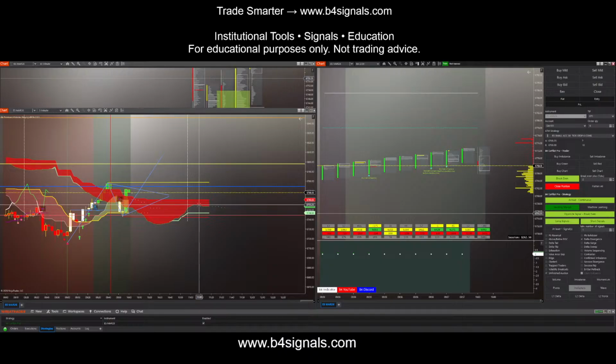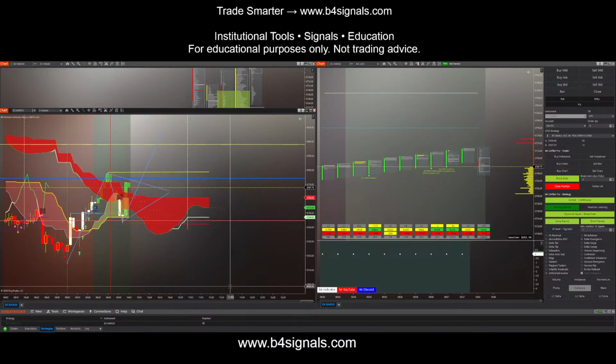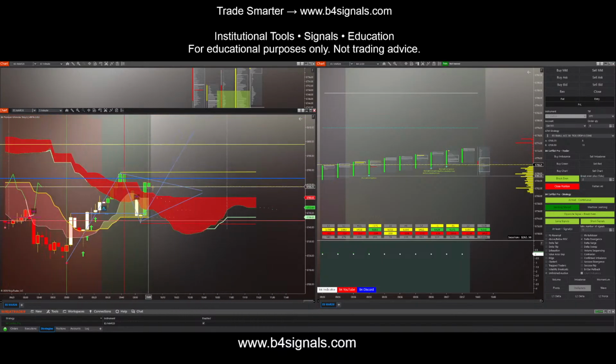So whenever your Kumo and your TK cloud are intertwined like that, you've got to be careful a little bit looking at it. Especially when you have your Chikou dots. Your Chikou dots are telling a little story too. They're telling you right now it's not likely to start turning up and breaking out to the upside. What are the Chikou dots telling you? It's likely going to start just drifting here.